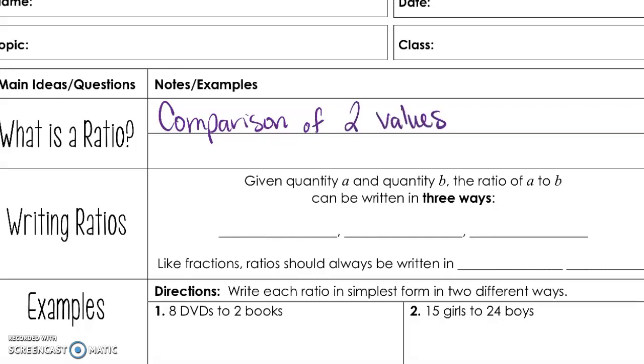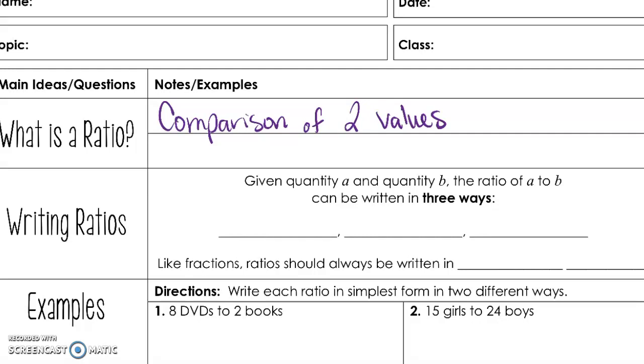So these can be any two values. You can compare apples to oranges or anything like that. They don't have to be the same thing. So if you look right away at number 1, we're comparing DVDs to books. So they don't have to be related at all, these two different values.